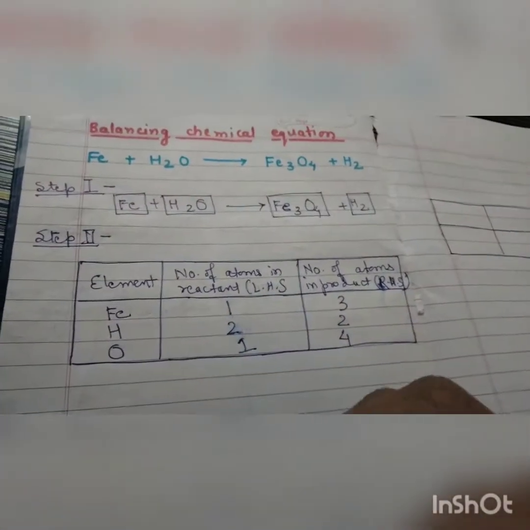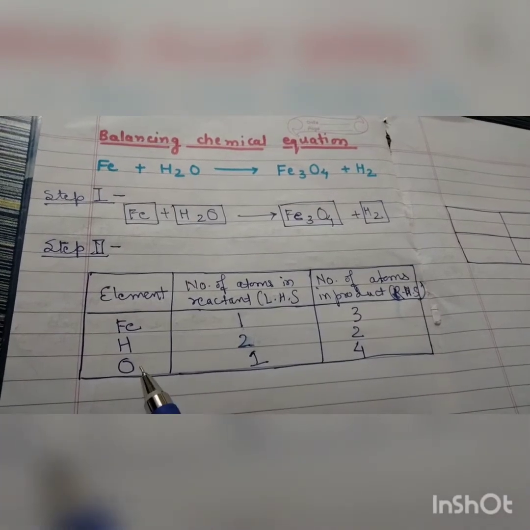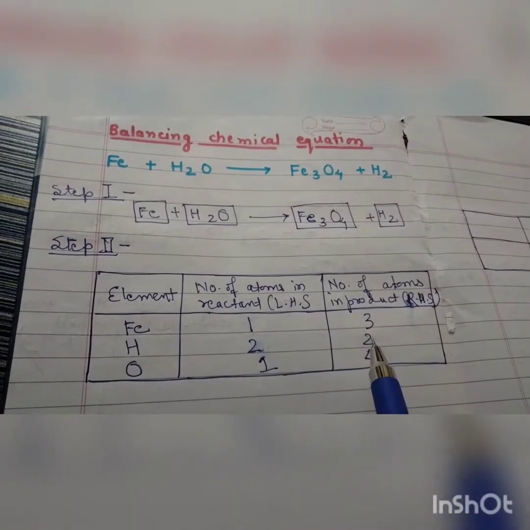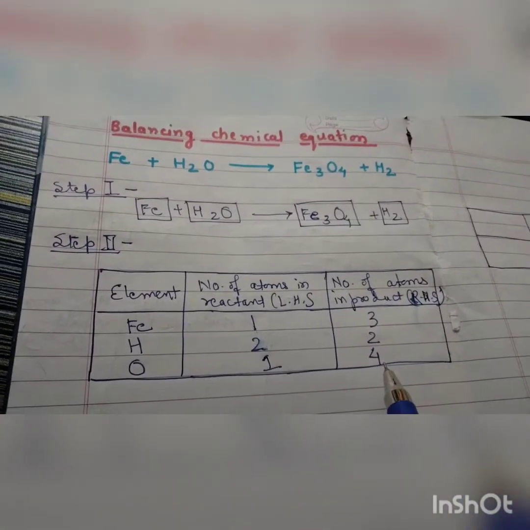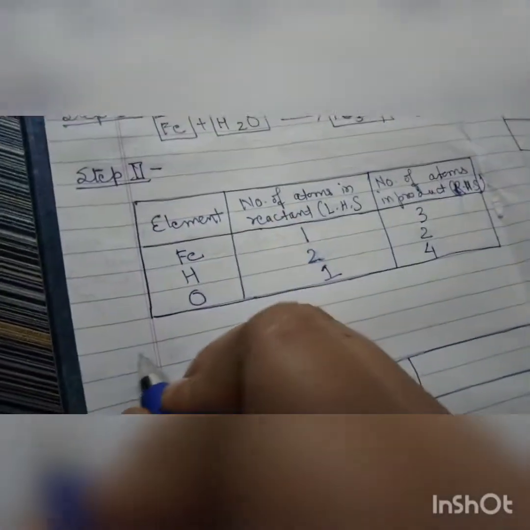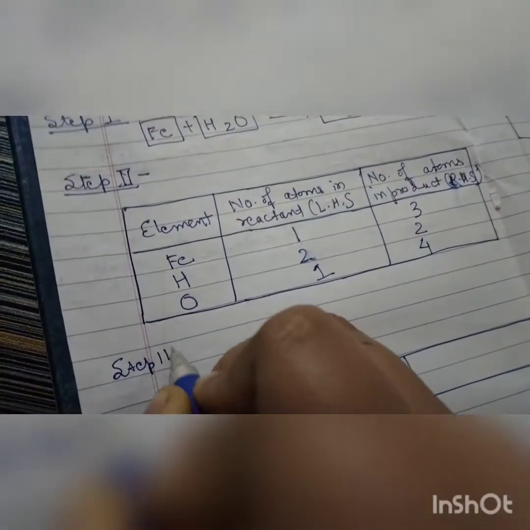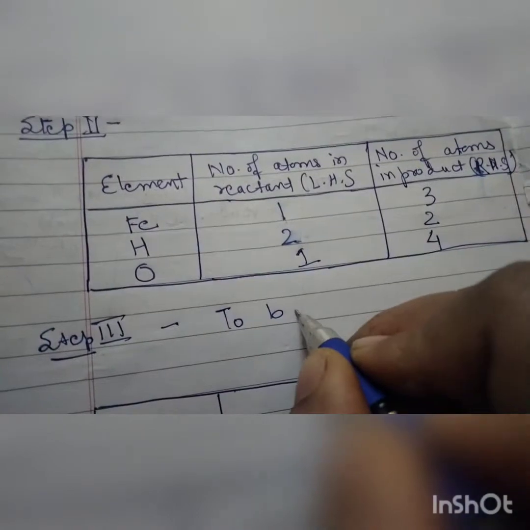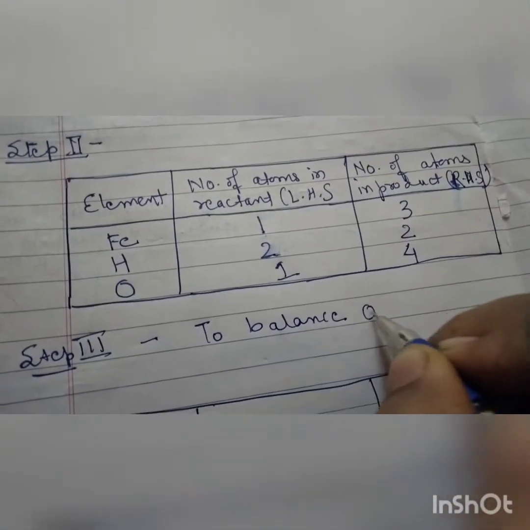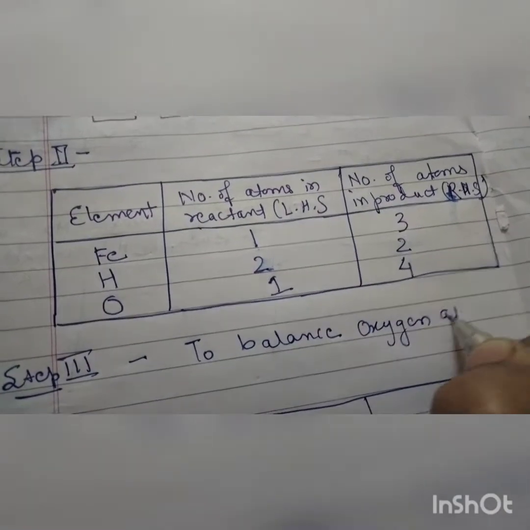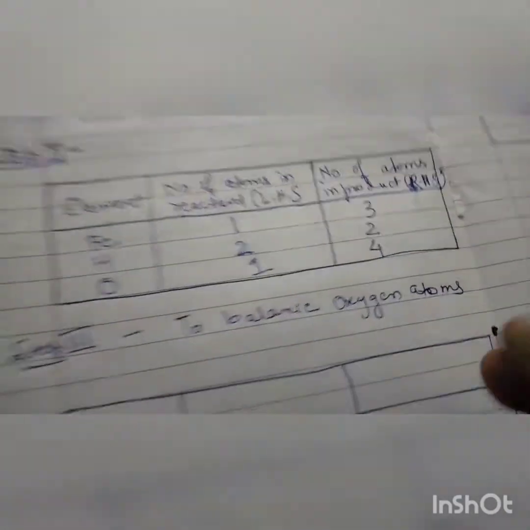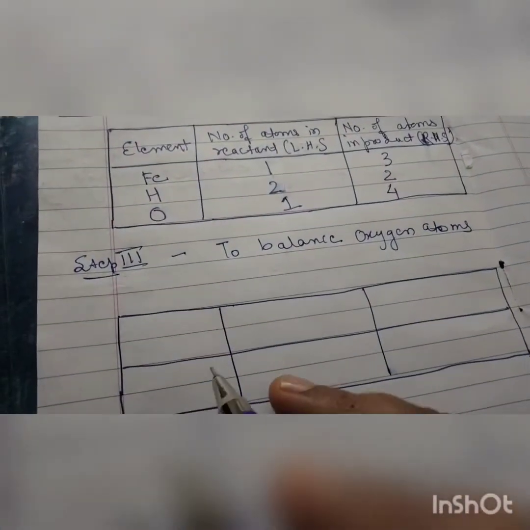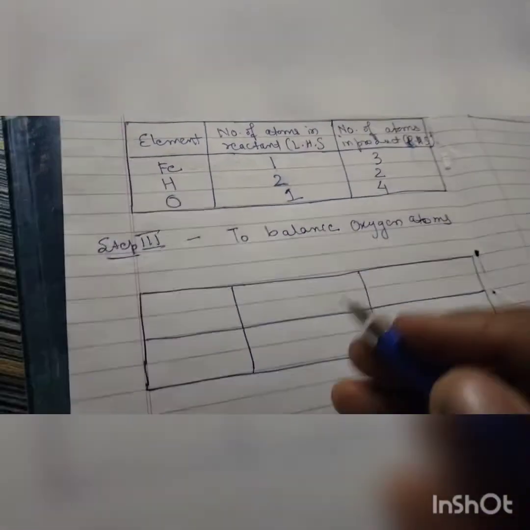So now we will balance our equation, students, and we will start with that element having the maximum number of atoms. It can be in reactant side or product side, but start with the biggest number. So oxygen is 4. We will start balancing with oxygen. So our step 3 will be to balance oxygen atoms. To balance oxygen atoms, students, again we will make one column. We will write the number of oxygen atoms in reactant and product side, then we will balance it also.